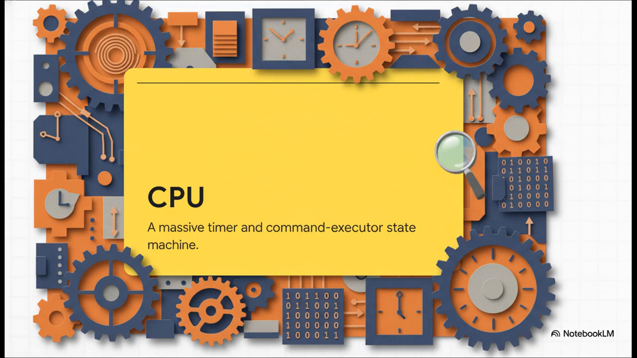A brain implies free will, right, or creative thought. But technically speaking, a CPU is just a relentless, highly structured mechanical machine. It's really just a massive timer and a command executor state machine. It has absolutely no mind of its own. It only does exactly what it's told over and over and over again.